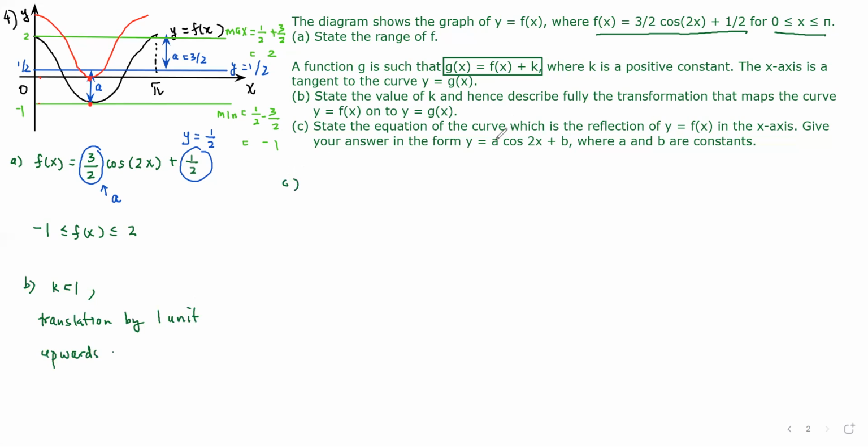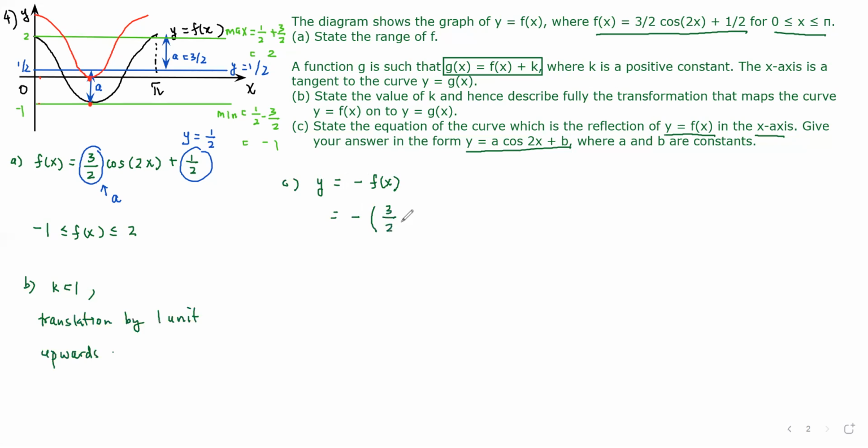For part C, state the equation of the curve, which is the reflection of y equals f(x) in the x-axis. And then give your answer in this form. Now, when you reflect the graph of y equals f(x) in the x-axis, the image equation y would be given by the negative of f(x). So that gives you a reflection in the x-axis. And you have negative of f(x).